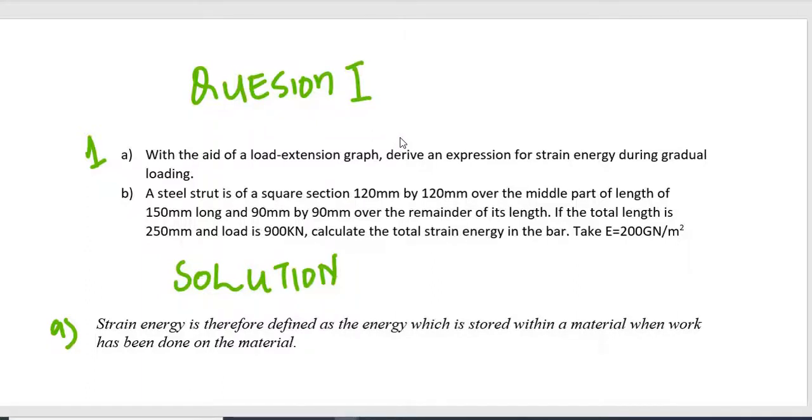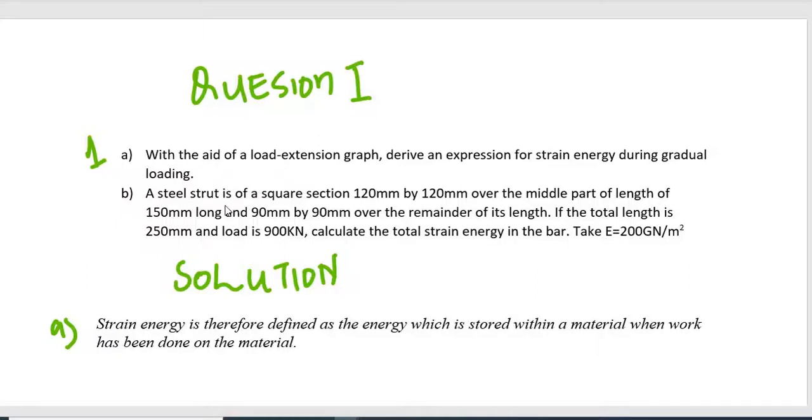Today in our series of mechanical engineering science, we have some questions that we are going to answer. Question 1 says, with the aid of a load extension graph, derive an expression for strain energy during gradual loading.